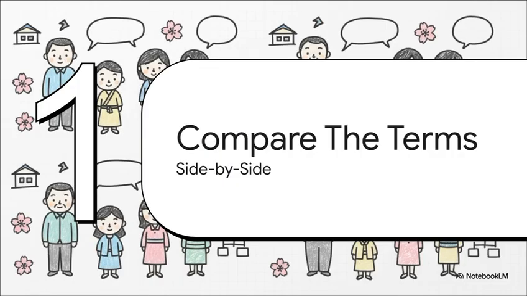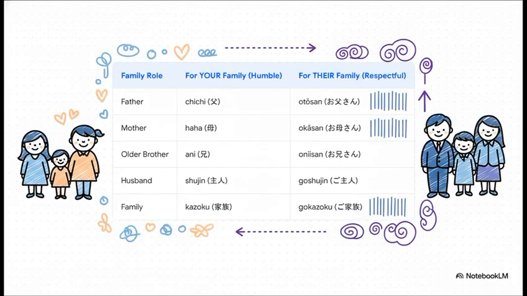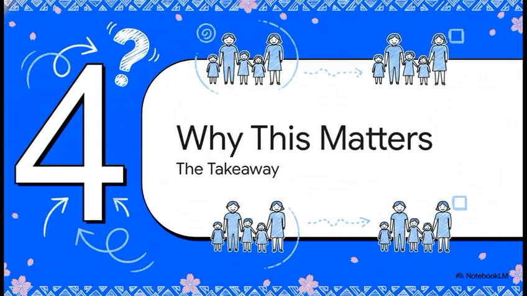Okay, I know that was a ton of vocabulary thrown at you, so let's put them all side by side. Seeing them lined up like this makes the whole system just click. And here we go. This table makes it crystal clear. Just look at the 2 columns. On the left, you've got the humble words for your crew, chichi, haha, ani, and on the right, the respectful, more formal words for everybody else, otosan, okasan, onisan. It's basically a system of social awareness and respect that's literally built into the vocabulary. How cool is that?